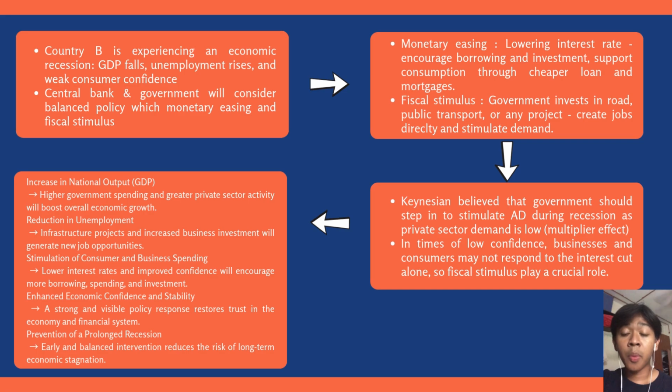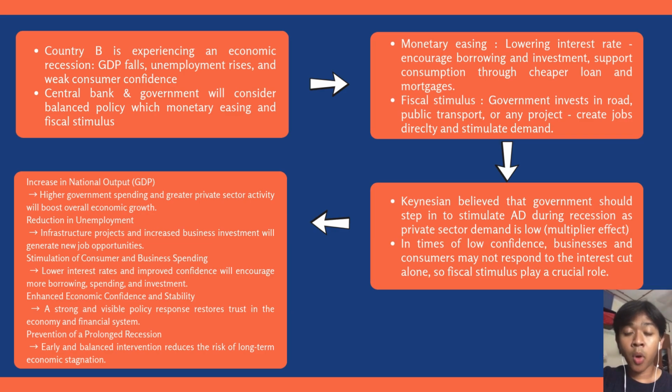According to Keynesian economic theory, when private sector demand is weak, as it is during a recession, government spending can play a critical role in jump-starting the economy. Through the multiplier effect, one round of spending leads to further increases in income and consumption, resulting in a large overall increase in GDP.